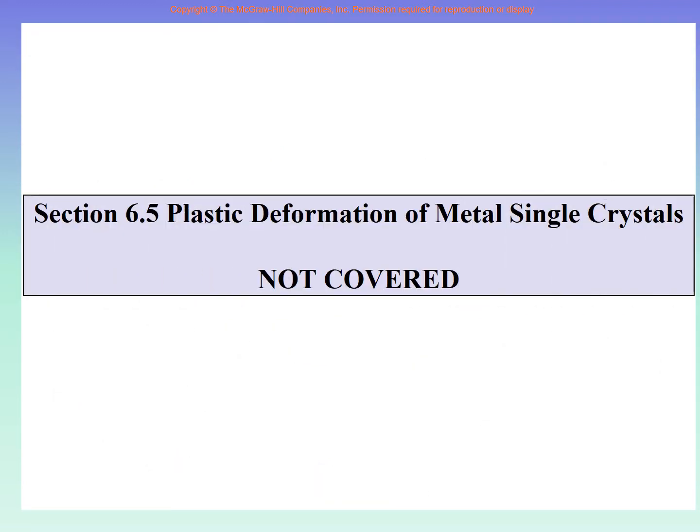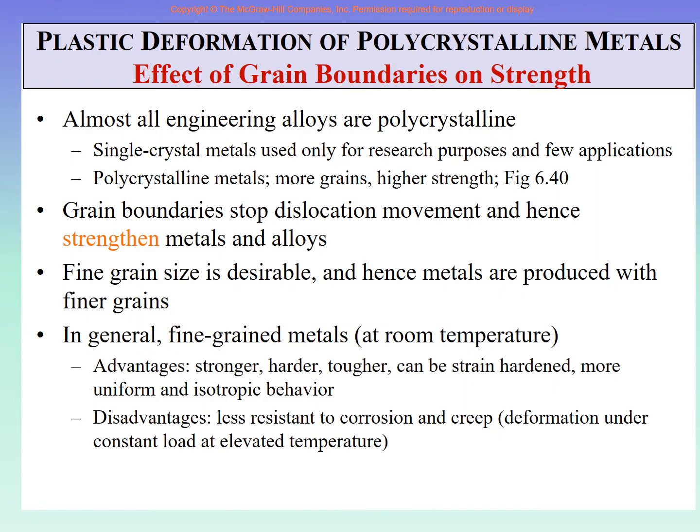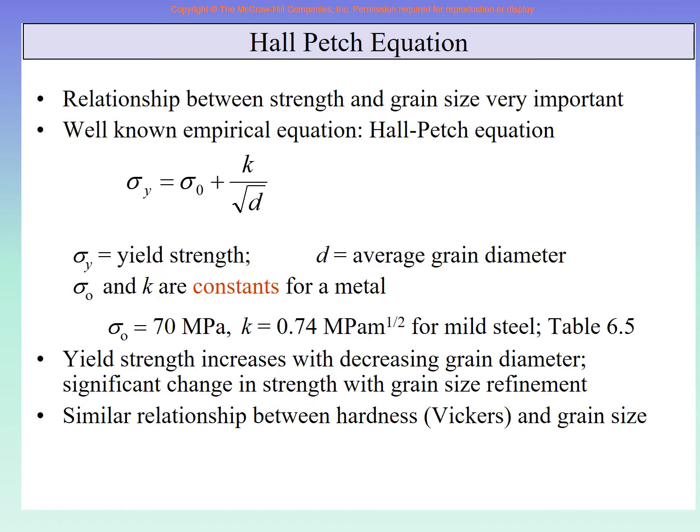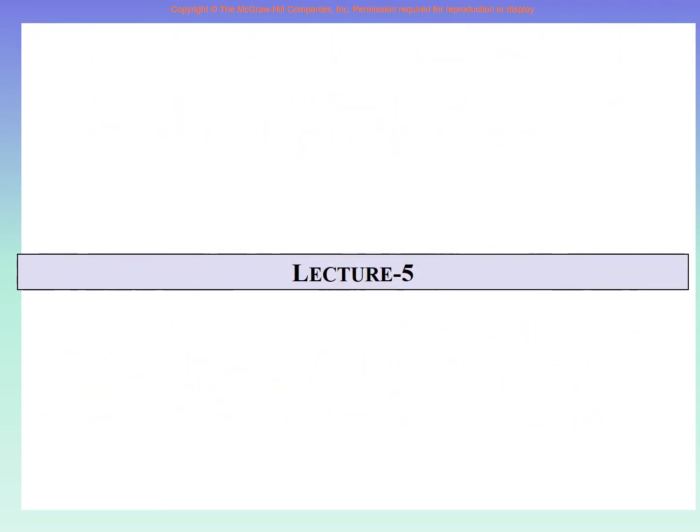We told you that section 6.5 will not be covered, and the next section is plastic deformation of polycrystalline metals, where the first topic was effect of grain boundaries on strength. Then we showed you the strength of a polycrystalline metal and a single crystal metal. We started talking of the Hall-Petch equation, where yield strength can be defined in terms of the average grain diameter. So this was where we stopped last time. Now let us start today's lecture.